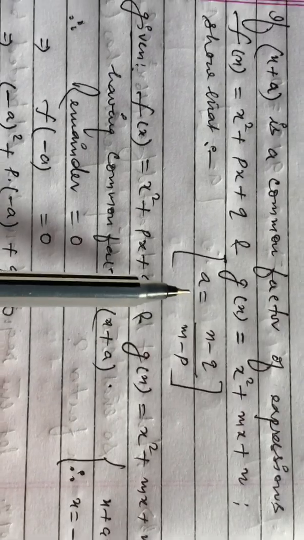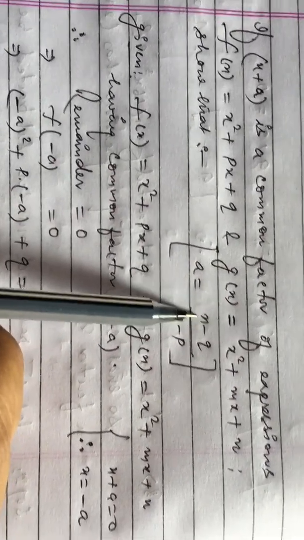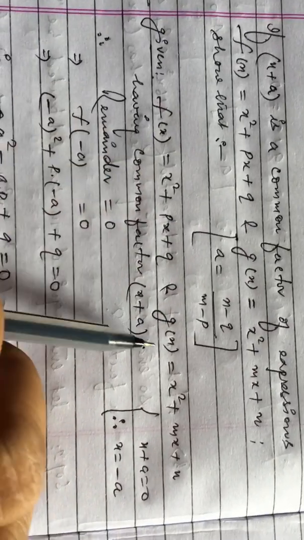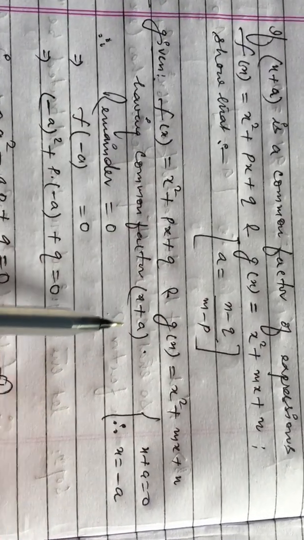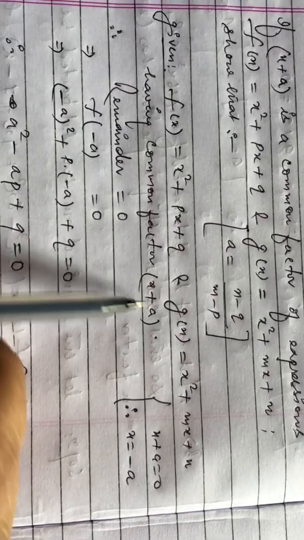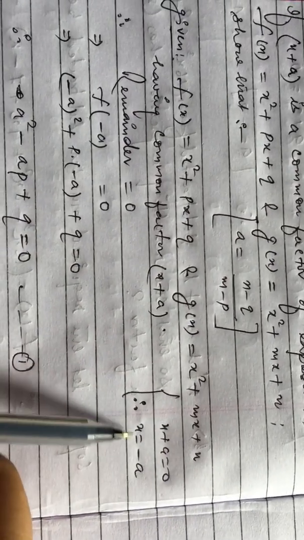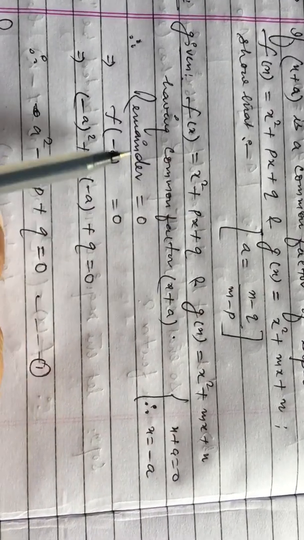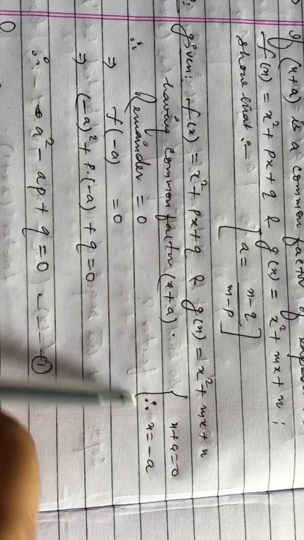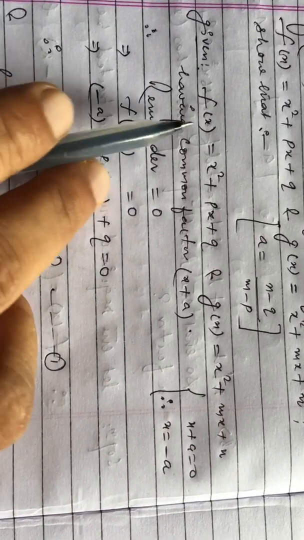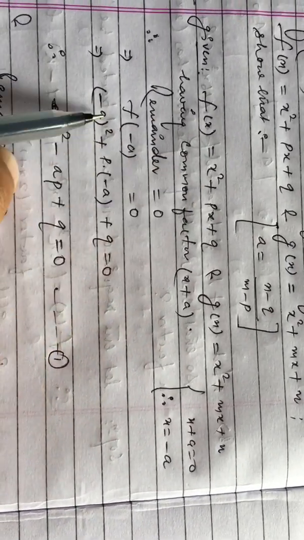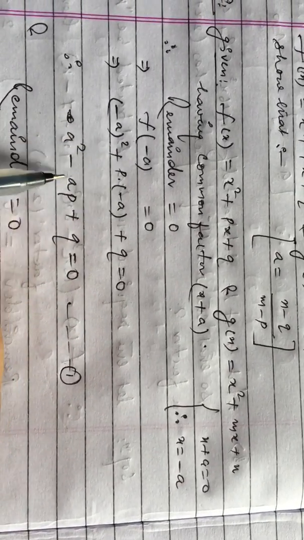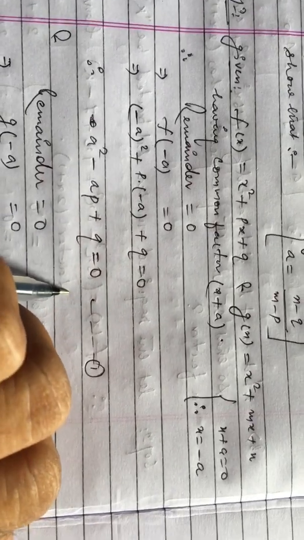It means what we are going to show is that the value of a should be n minus q by m minus p. It is given that f(x) and g(x) have the common factor x plus a. So find the 0 of x plus a. X plus a is equal to 0, therefore x is equal to minus a. On dividing this polynomial by x plus a, it gives the remainder 0. So x is equal to minus a. We put here minus a: the square of minus a is a square, plus minus minus ap, plus q is equal to 0.